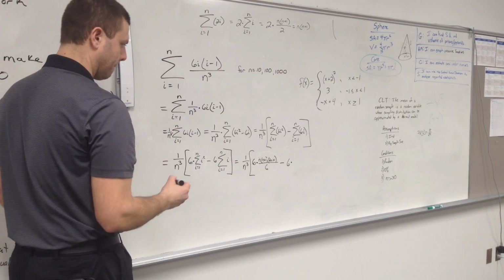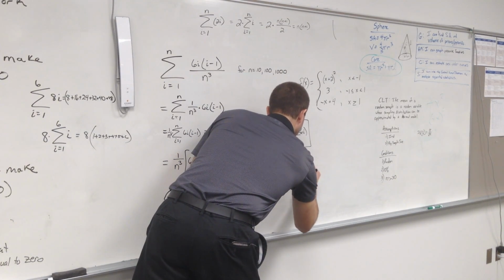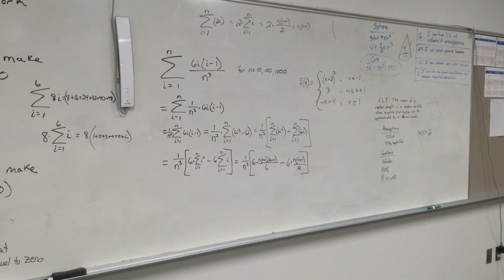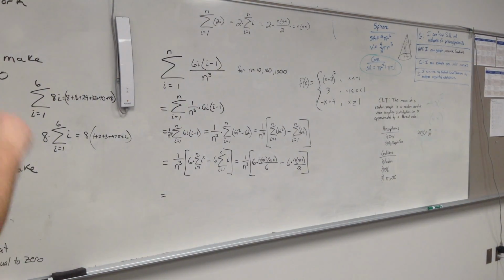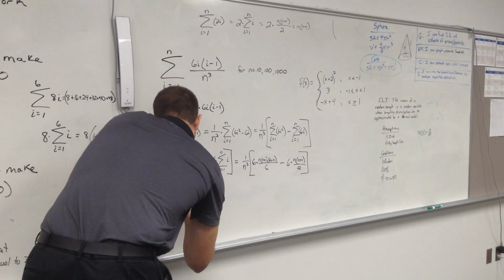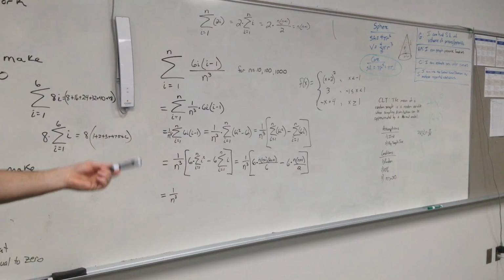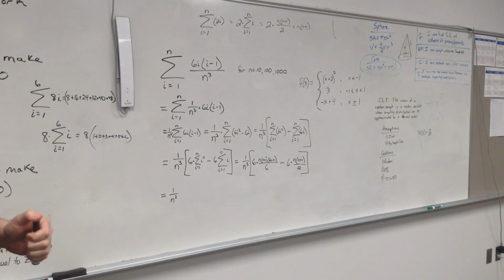Minus 6 times n times n plus 1 divided by 2. Yep. I suppose if n is actually a number, you could call it quits and just plug that number in right now if you wanted to. It's a lot of different places to plug n into.